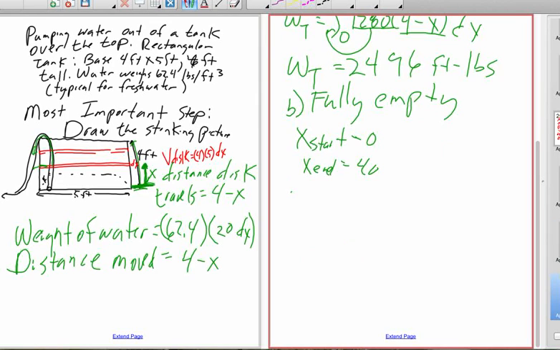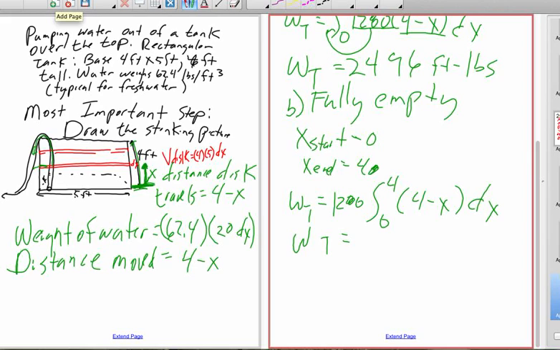So our total work then is going to be equal to 1280 times the integral from 0 to 4 of (4 minus x) dx. And when you calculate that, it worked out to be 9,984 foot-pounds.